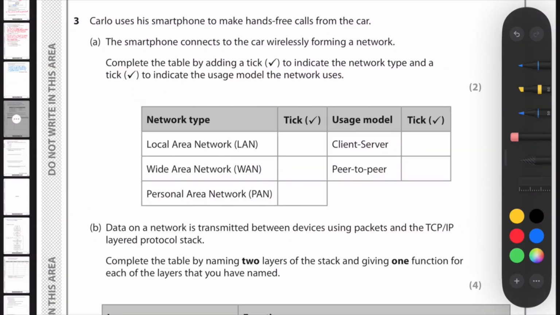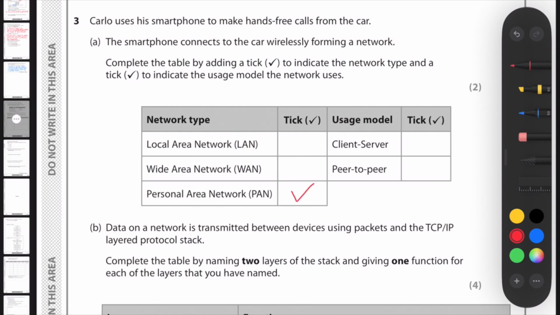Question 3. Carlo uses his smartphone to make hands-free calls from the car. The smartphone connects to the car wirelessly, forming a network. Complete the table by adding a tick to indicate the network type and a tick to indicate the usage model the network uses. Okay, well, a local area and a wide area network are used generally to connect computers together in an office or across the world, a wide area network. We're only working with one person and his car, so it would be a PAN, a personal area network.